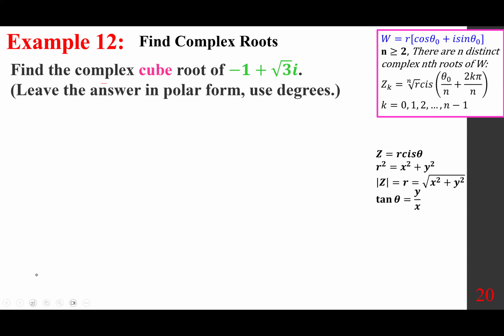Find the complex cube root of -1 plus square root of 3i. Please understand i is outside. Leave the answer in polar form, and let me erase. In polar form, use degrees.